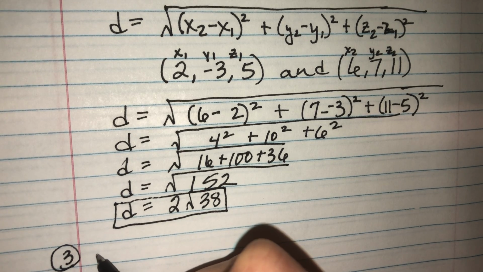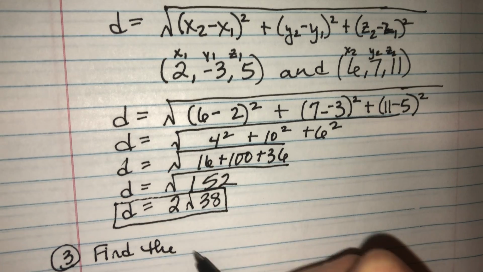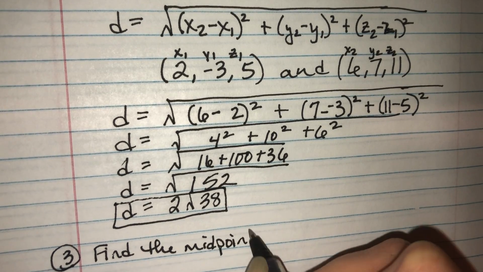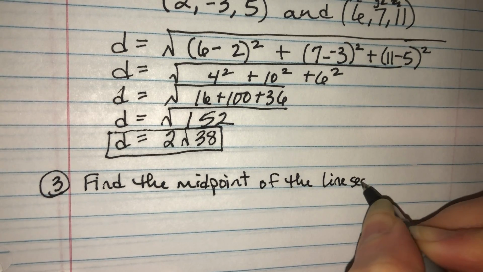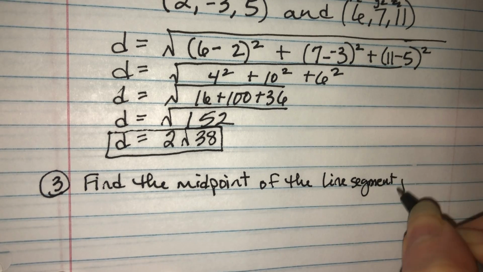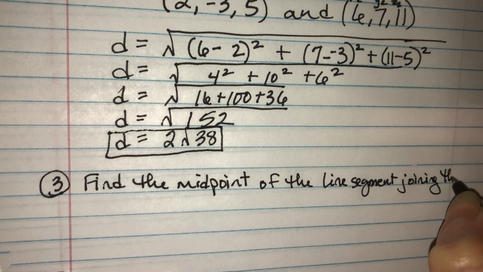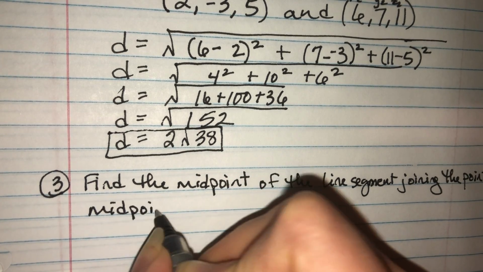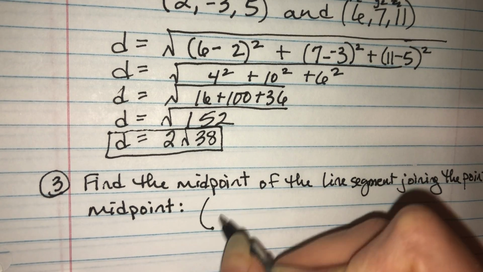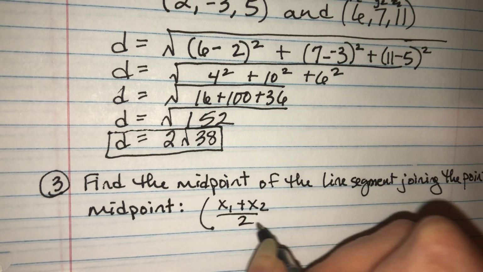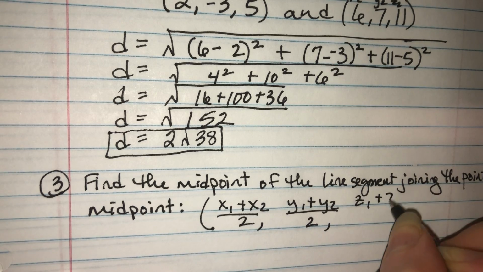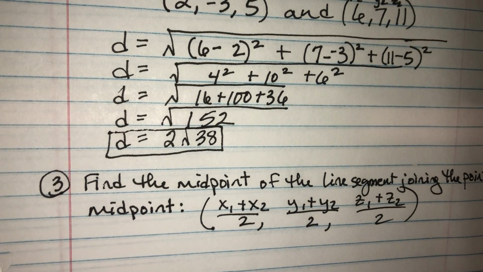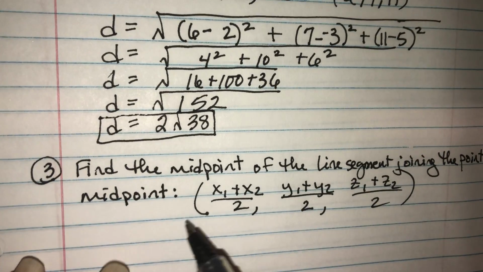Now for number 3, we're going to find the midpoint of the line segment joining the points. So the midpoint would be x1 plus x2 divided by 2, y1 plus y2 divided by 2, and z1 plus z2 divided by 2. So pretty close to the midpoint formula you've worked with previously.